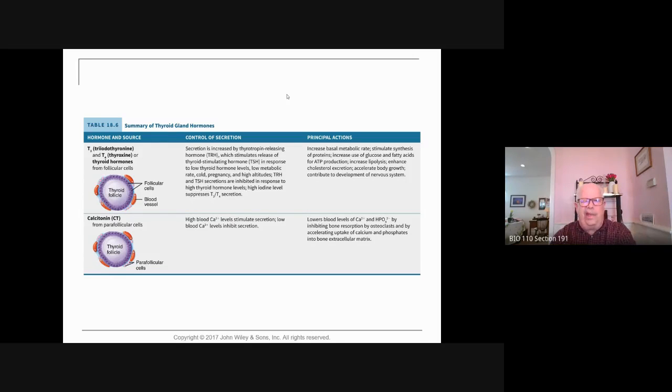Calcitonin does not come from follicular cells. The other hormone produced by the thyroid gland is produced in the parafollicular cells, and it's called calcitonin. When you have high blood calcium levels, the parafollicular cells produce calcitonin to lower your calcium level, all right?